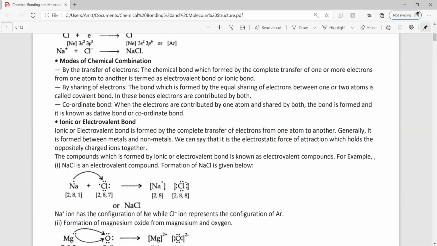The second way is that they are sharing electrons. By sharing electrons, both contribute a number of electrons, and then together they come to the magic figure. The third is coordinate bond.